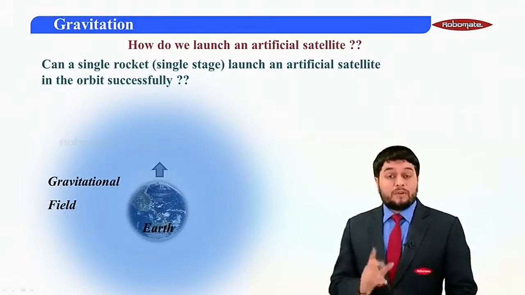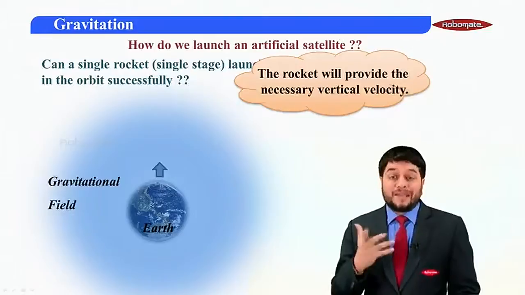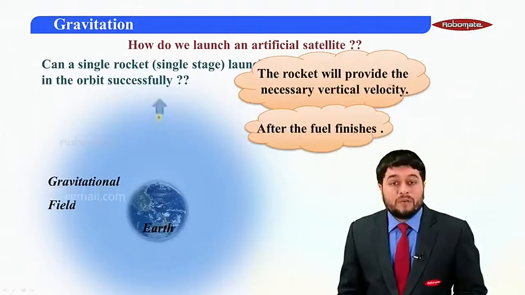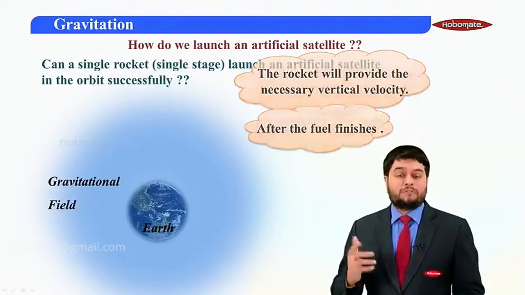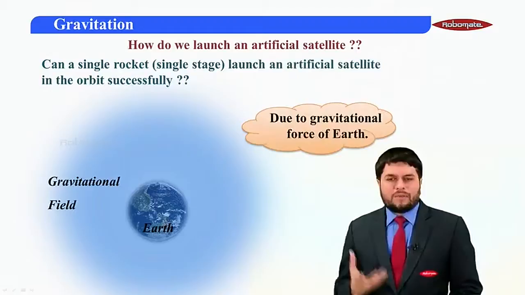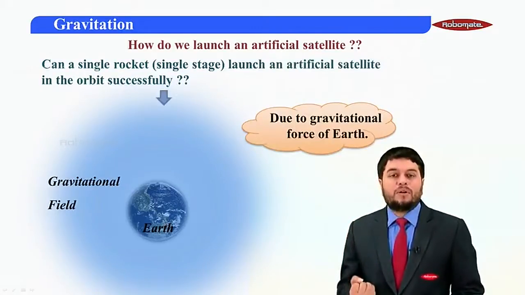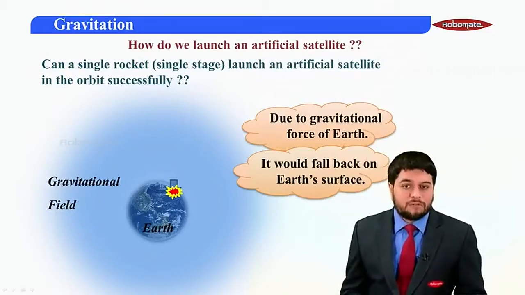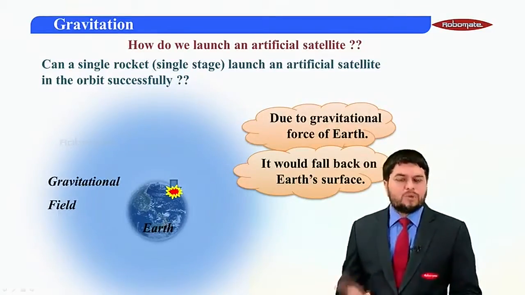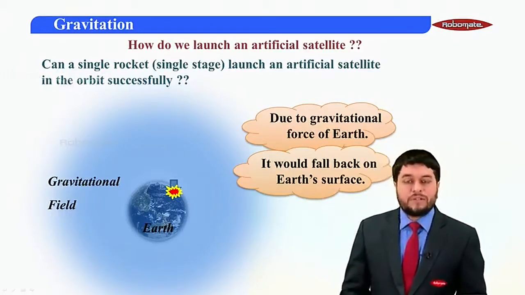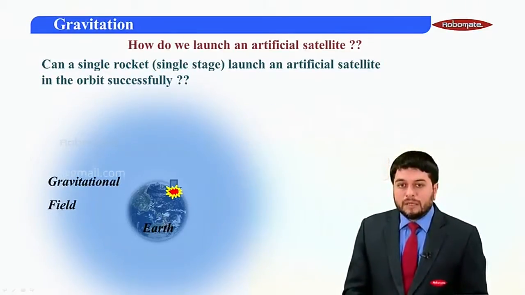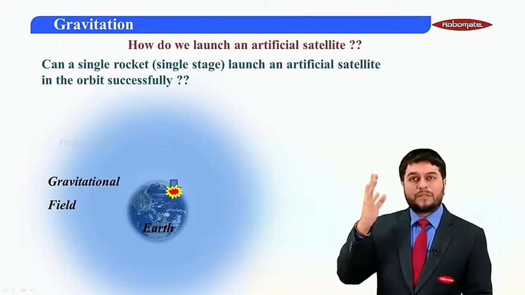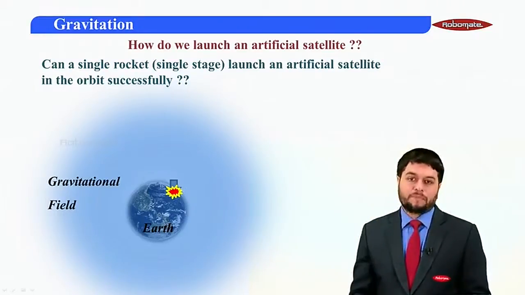But if the vertical velocity is less than what is required to move out of the gravitational field, what will happen? After the field finishes, naturally the gravitational pull will start pulling that rocket down and the satellite will finally fall back on the surface of the earth. So only giving the vertical velocity, is it sufficient? I don't think so. Either it will move out of the gravitational field, or it will go to that height and stay there, but the gravitational pull will start pulling it back and it will come down.